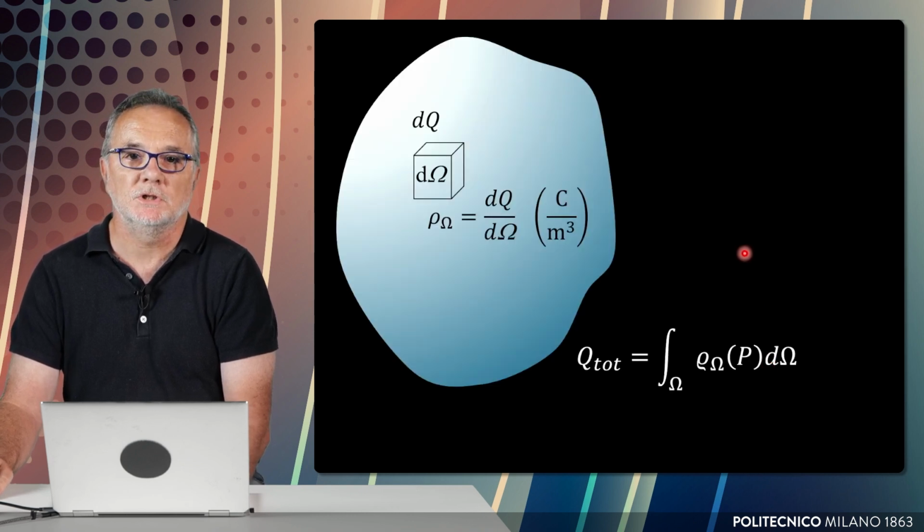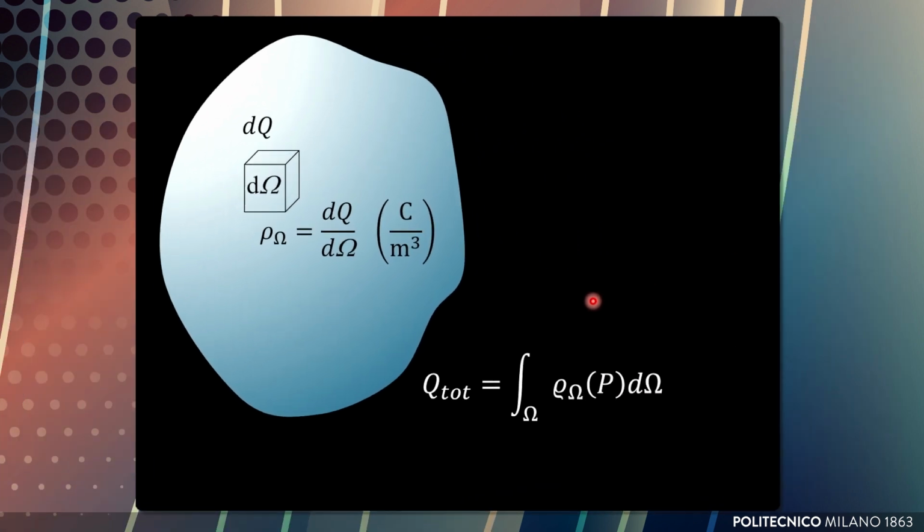If we have to compute the total charge on an object in which there is a given charge density, what you have to do is to carry out an integral of the charge density over the volume of the object. Charge density can be, therefore, a function of position.